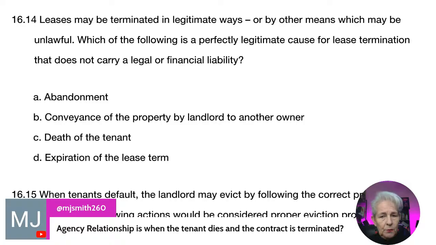So let's see here. What does MJ say? Agency relationship is when the tenant dies and the contract is terminated. No, you're not being represented by a realtor at that point. The relationship is with the landlord and the tenant, not the agent. Once a realtor helps a tenant and a landlord, the agency relationship ends. The relationship now is between the landlord and the tenant based on the lease agreement. There is no agency relationship.